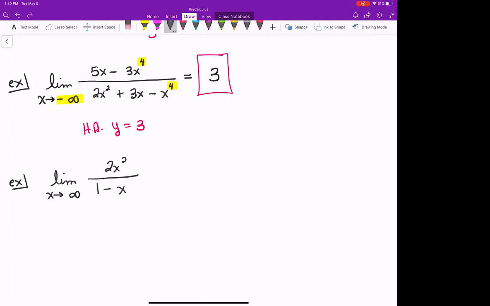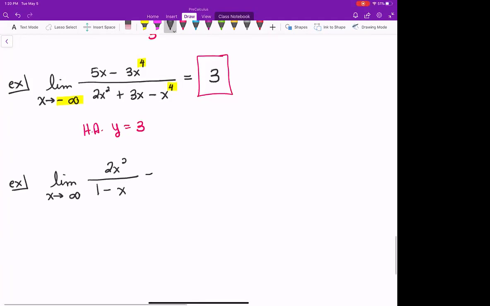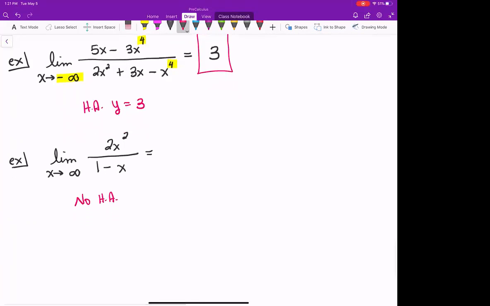Okay, so in this case, the degree of the top and the bottom are not the same, so it's not just going to be leading coefficients this time. Sorry, that 2 is messed up. The degree of the top is only bigger by 1. So I do know that there's no horizontal asymptote. If I was wanting to graph it, there would be a slant asymptote. So you would have a slant asymptote.